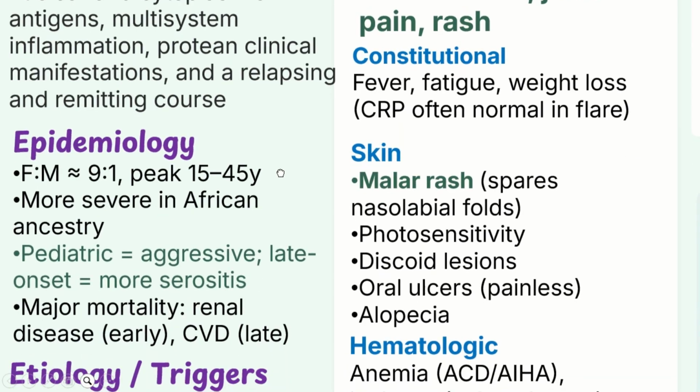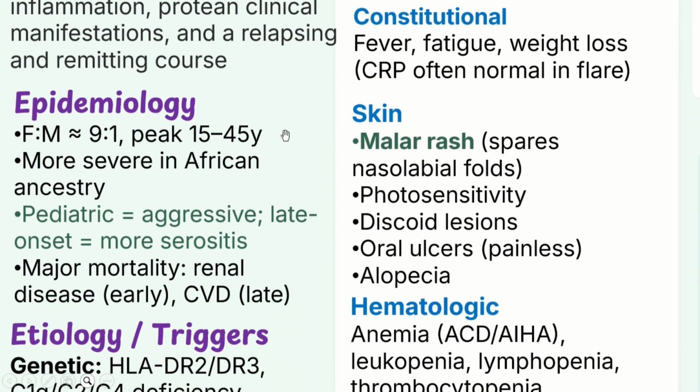And the epidemiology is that it affects more females than men, a ratio of 9:1, peaking at around the age of 15 to 45 years, or the reproductive age, and it is going to be more severe in African ancestry, most probably because of late diagnosis. And in pediatric populations, it's more aggressive. It has a late onset, and when we have a late onset of it, most of the time we have more serositis, so it's going to affect more organs inside.